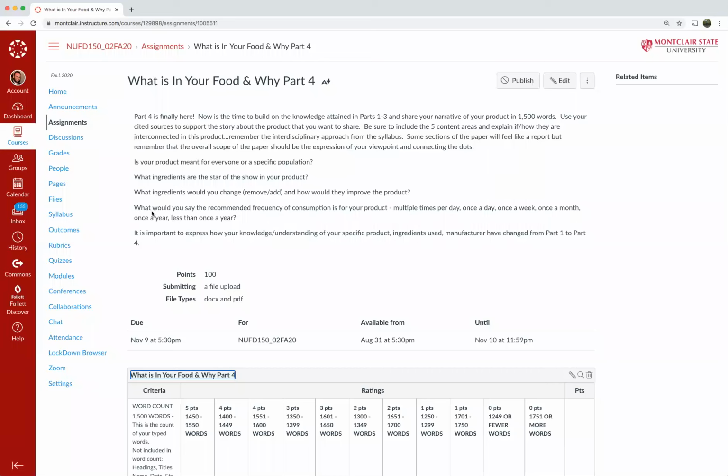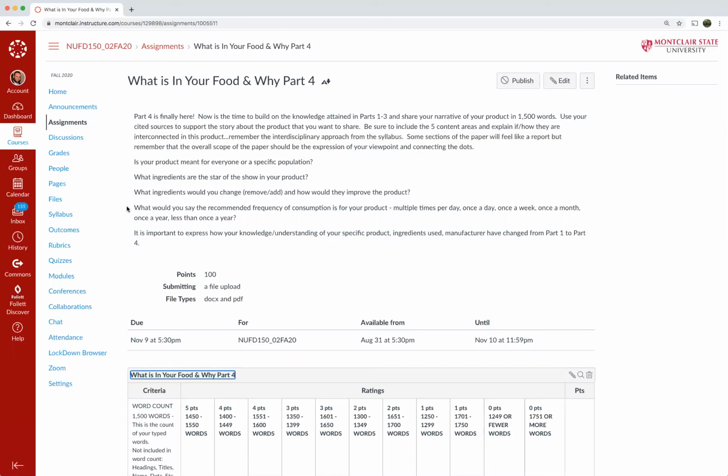Also, another question to ask: what would you say the recommended frequency of consumption is for this product? Multiple times per day, once a day, once a week, once a month, once a year, less than once a year? How often should people be consuming this product? And again, think back to the specific population. Is this for everybody? Should only some people eat this?